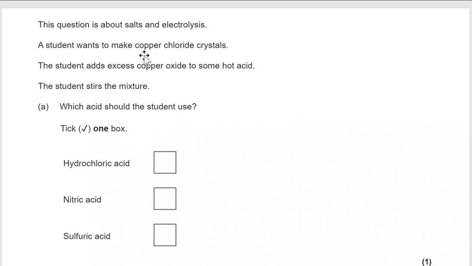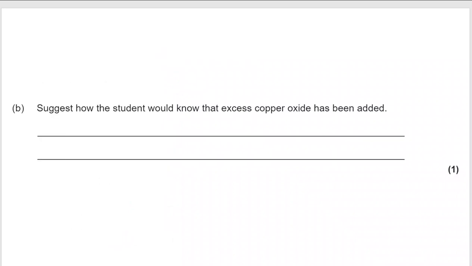A student wants to make copper chloride crystals. What acid do we need to make chloride salts? Well, the correct answer is hydrochloric. Nitric would have made a nitrate. Sulfuric would have made a sulfate. Moving on to part B.